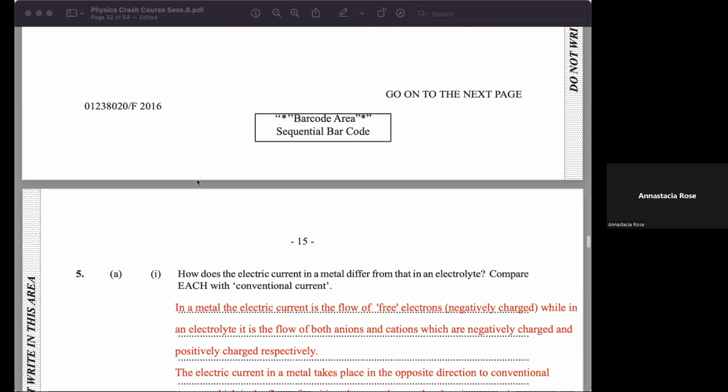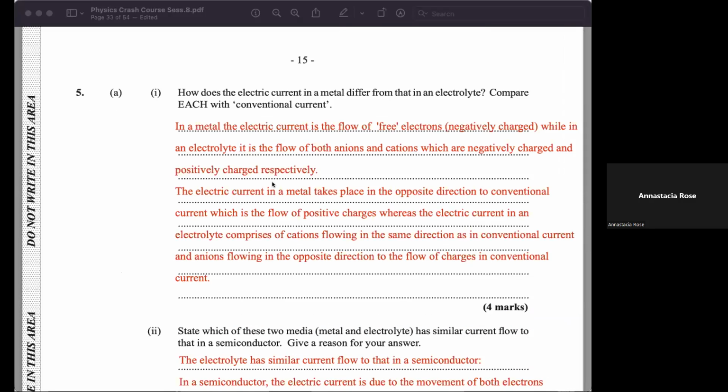All right. So let's discuss electricity. Refer to electric current in an electrolyte and a metal, and compare both with conventional current. Now, electric current in a metal has to do with the flow of free electrons. So electrons are negatively charged, right? The flow of electrons, of course, would be the flow of negative charges. Now, in the electrolytes, we have a system which will have both anions and cations flowing. Now, anions are negatively charged, cations are positively charged.